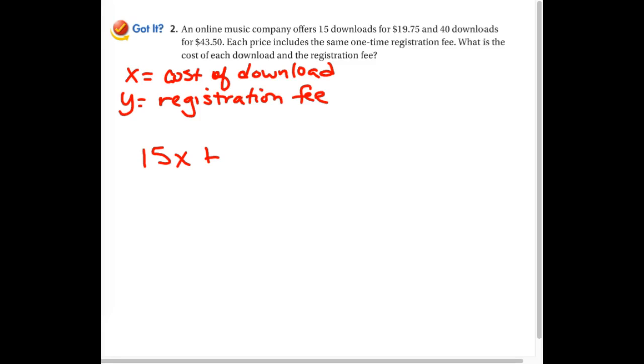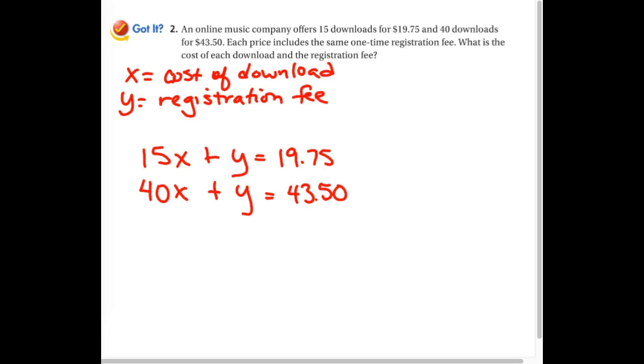Plus, I have to do what? I have to pay for the registration fee. It's a one-time flat fee. Okay? I have to pay the Y dollars. That's the registration fee. And then they're going to charge me a total of $19.75. Does that make sense? Okay. What's the second scenario? This time I get 40 downloads, but still have to pay that one-time registration fee. Now my bill is $43.50.